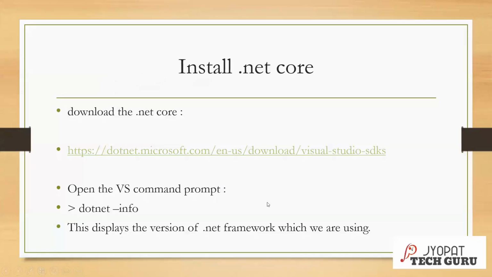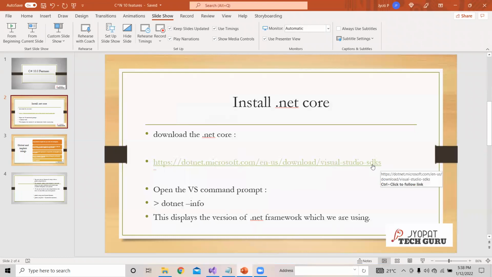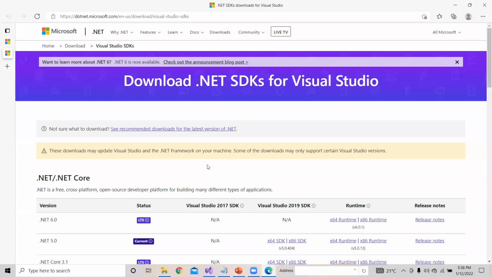So C# 10.0 is the latest version introduced by Microsoft. If you want to work with this, you can use either Visual Studio Code or Visual Studio. First of all, you have to install .NET Core. For that, I have already got the link here. Let me open this link and show it to you. Here, you will find all the SDKs as well as the runtime environment.